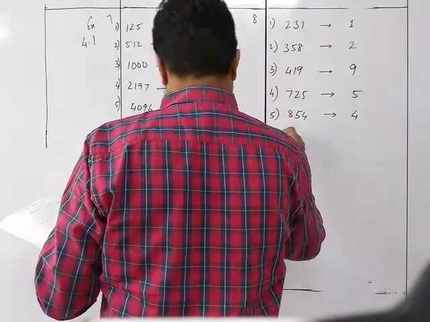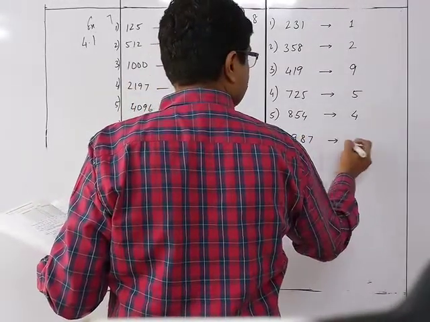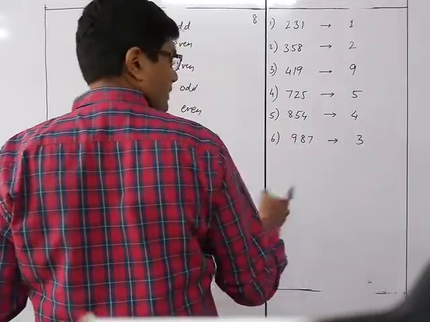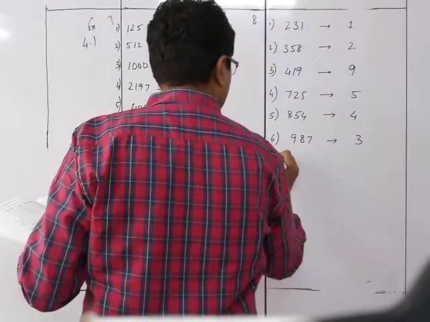Then comes the sixth question, which is 987. Now when it is 7, it ends with 3. 3 and 7 are interchanging with each other, and 2 and 8 are interchanging with each other.